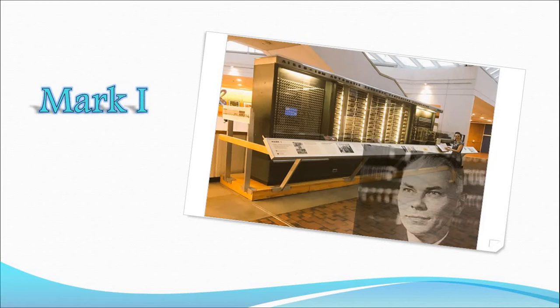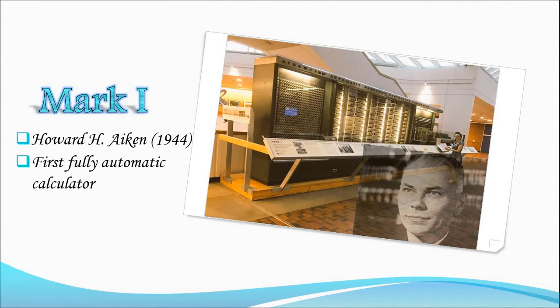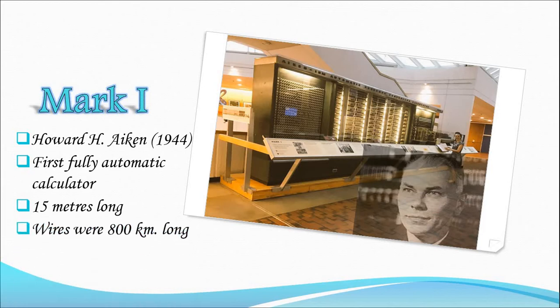Mark I was designed by Howard H. Aiken in 1944. It was the first fully automatic calculator, about 15 meters long, and the wires connecting the various parts of the machine were about 800 kilometers long. It was performing calculations, but it was very slow.